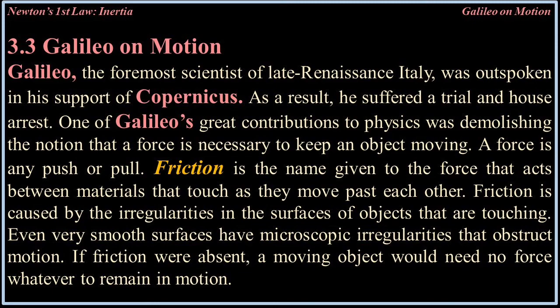Friction is the name given to the force that acts between materials that touch as they move past each other. Friction is caused by the irregularities in the surface of an object that are touching. Even very smooth surfaces have microscopic irregularities that obstruct motion. If friction were absent, a moving object would need no force to remain in motion forever.